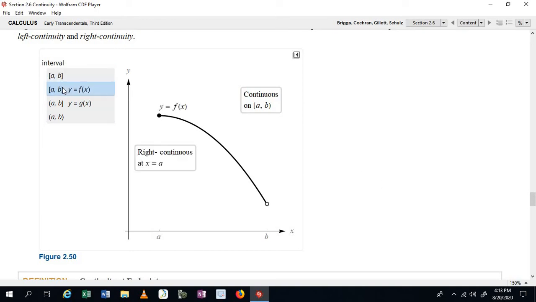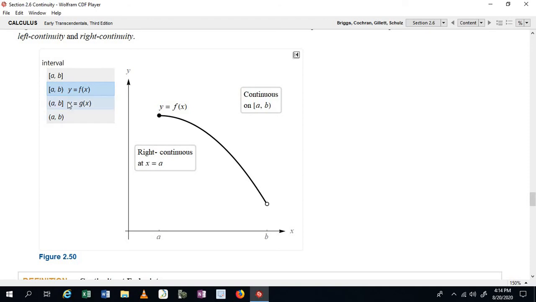Now, let's say your function looked like this and you had a little hole here right at b. Well, then it would no longer be left continuous. It would still be right continuous, but it's not left continuous because the limit that you're approaching here would be this y value here, but f of b is undefined. So it can't be left continuous at b.